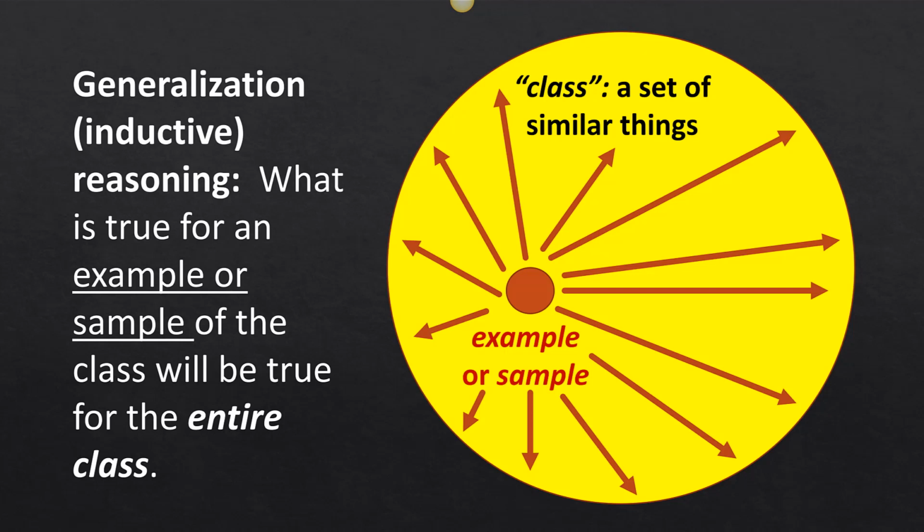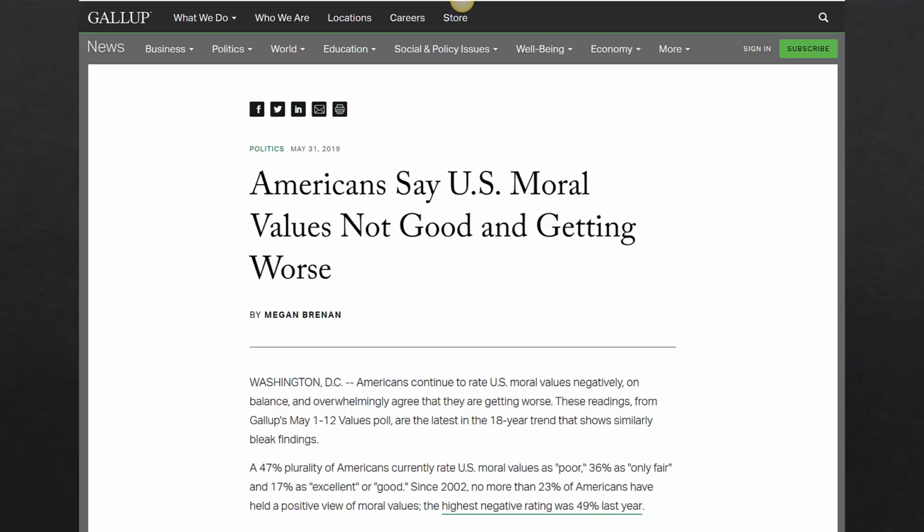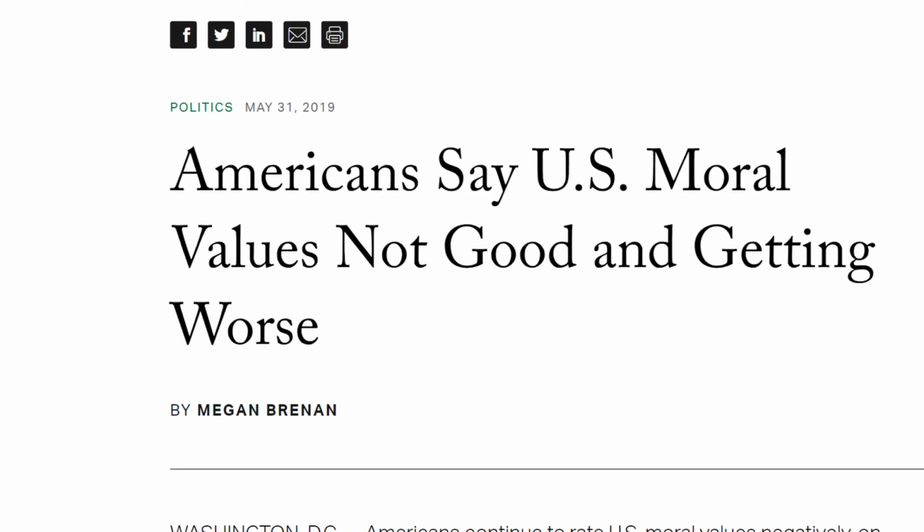Now, this is just some silly amateur naturalism, but inductive argument, argument from generalization, is used all the time in public policy argument. For instance, in public opinion polling. Here's an example of a report that was presented by the Gallup organization on May 31st, 2019. The conclusion of the study is that Americans are saying that U.S. moral values are not good and actually getting worse. And in the report, they make claims about what Americans say overall based on a sample of U.S. citizens and residents that they're able to poll.